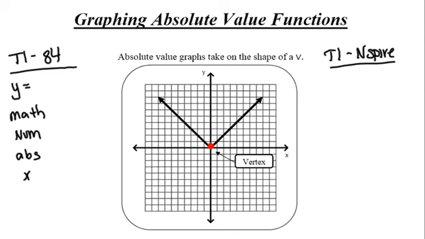Now, the parent absolute value function is continuous. It is a function because it passes the vertical line test. And when we say it's continuous, that just means that there are no breaks or jumps in your graph.